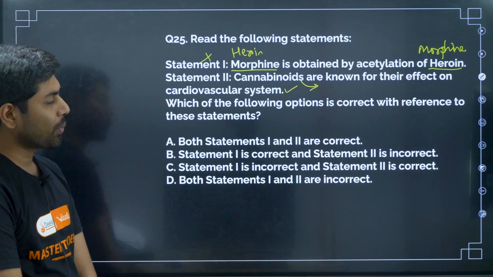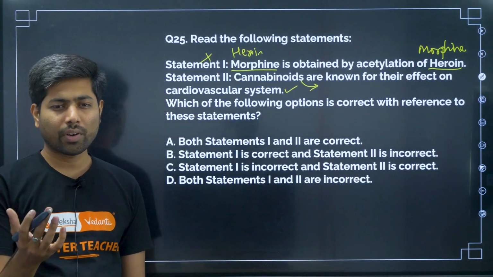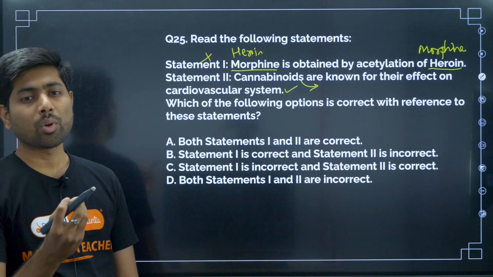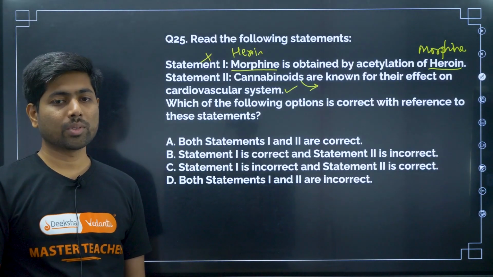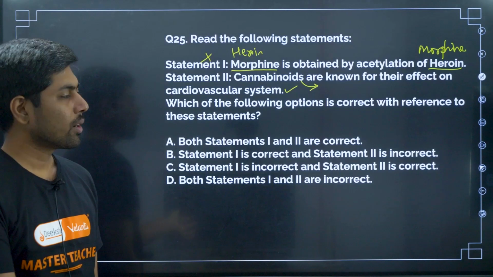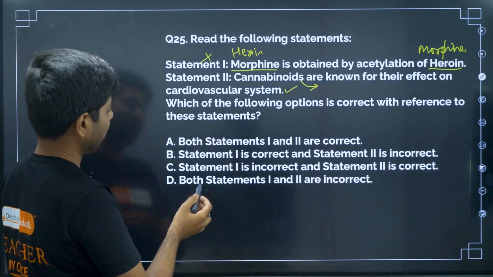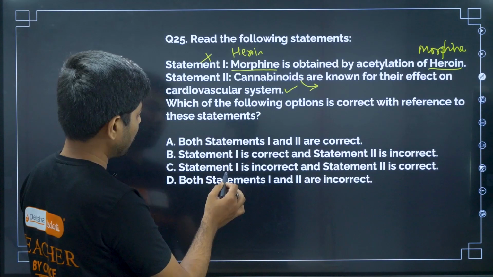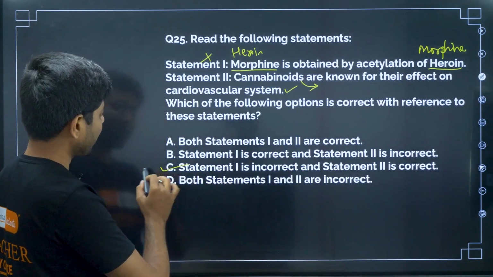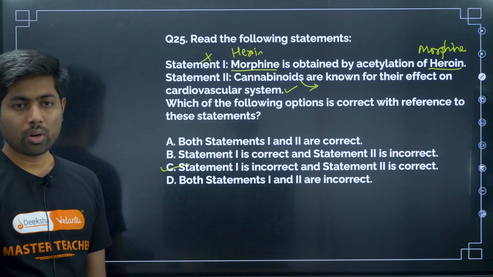Now, cannabinoids are obtained from the plant Cannabis sativa, right? From different parts of the plant, different cannabinoids are obtained. They use different names, right? Marijuana, right? There are different names for these. Therefore, statement 1 is wrong. Statement 2 is right. What is the option? Statement 1 is wrong, statement 2 is right. Option C would hold good, right?